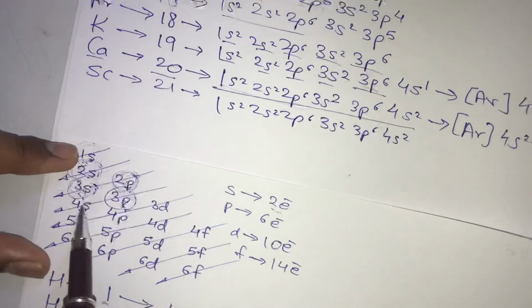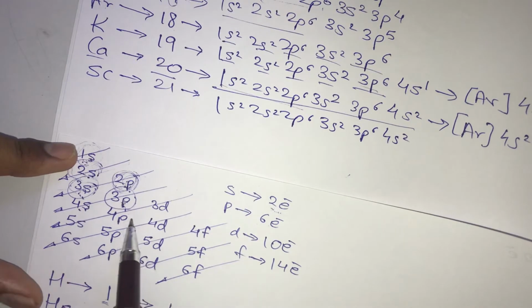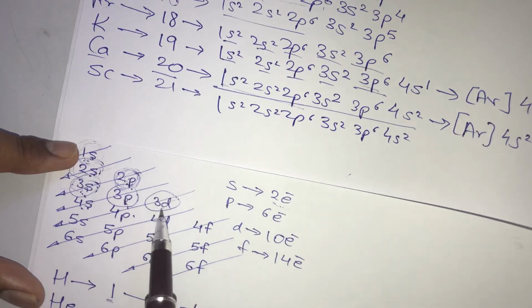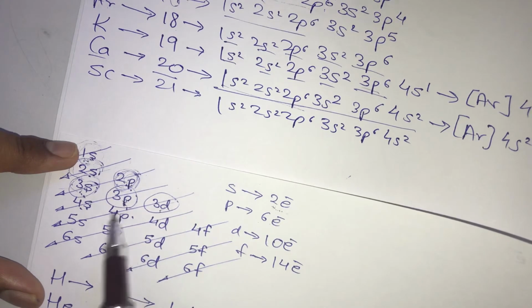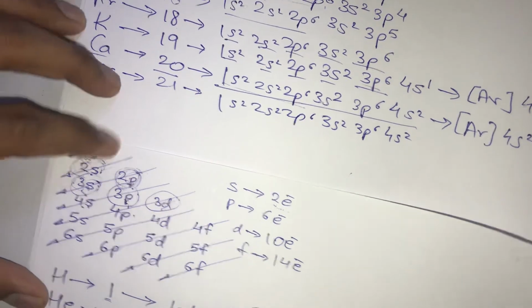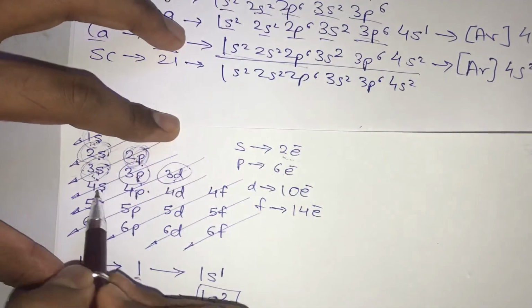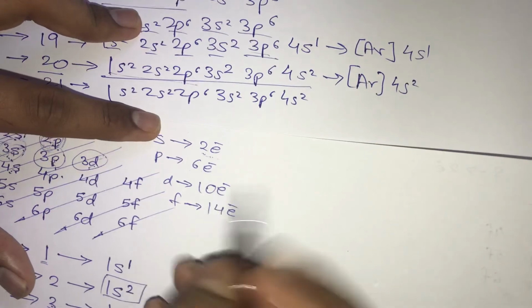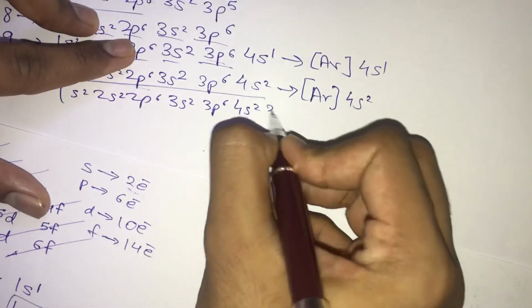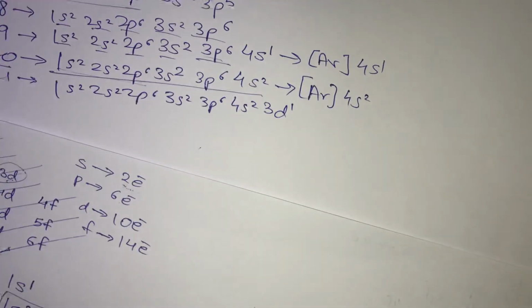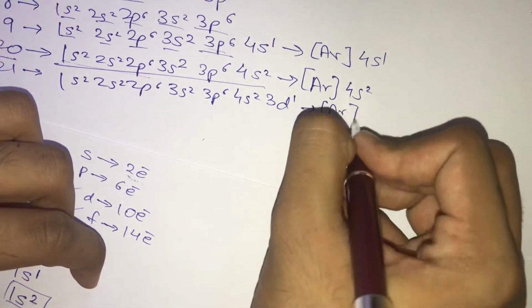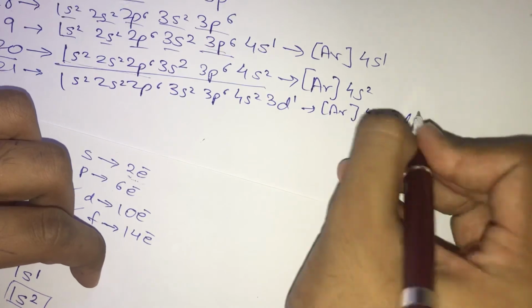So after 4s comes the fifth diagonal, where you first meet 3d. After 3d comes 4p, and after 4p comes your 5s. Am I right? So after 4s comes your 3d. D can take a maximum of 10 electrons, but we have only one electron left, so we are going to write 3d1. And obviously the condensed formula is going to be argon 4s2 3d1.